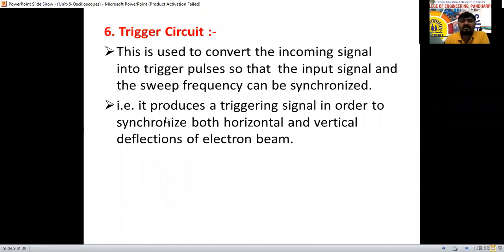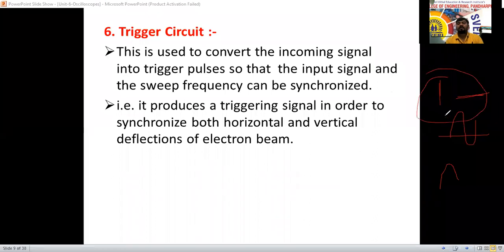So this trigger circuit produces triggering signals in order to synchronize both horizontal and vertical deflections. So it is going to give the triggering signals to synchronize both horizontal and vertical axes. Suppose the vertical goes like this and the horizontal goes like that; can you understand something from this? If both are not synchronized, then what is the value? How are you going to identify that? So for that reason, the trigger circuit will help to synchronize or combine both horizontal and vertical deflections of the electron beams.